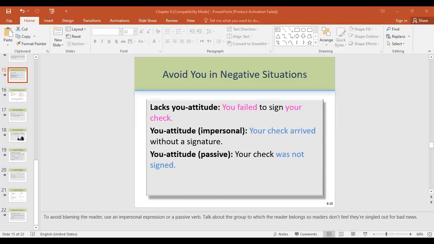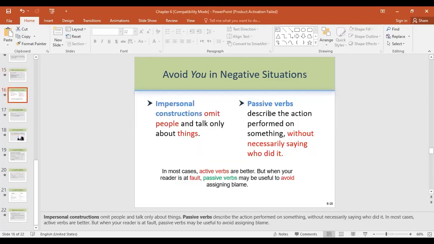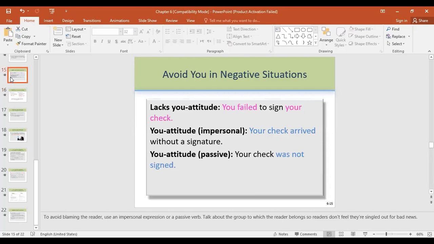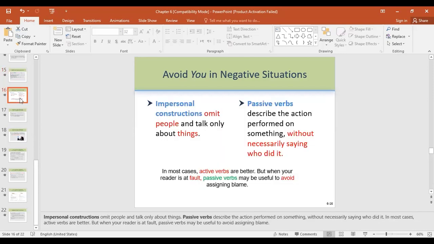But when I'm using passive verbs, they describe the action performed on something without necessarily saying who did it. For example, here I said, your check was not signed. Your check was not signed, okay?